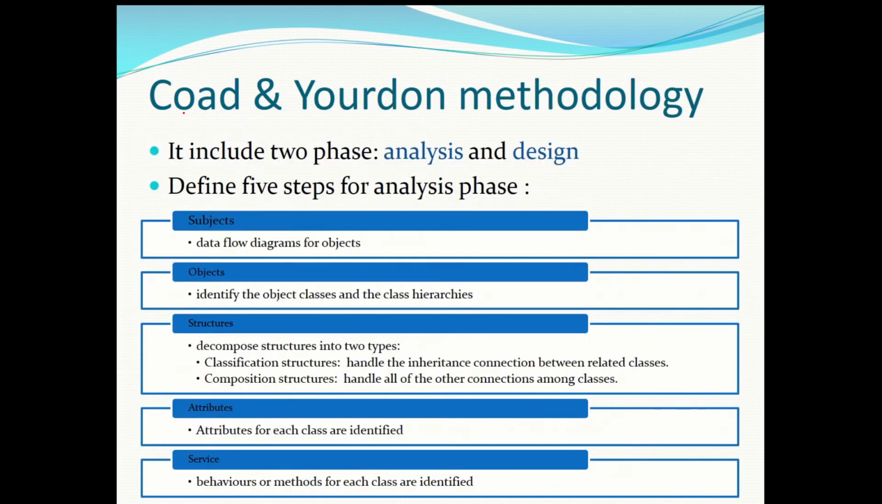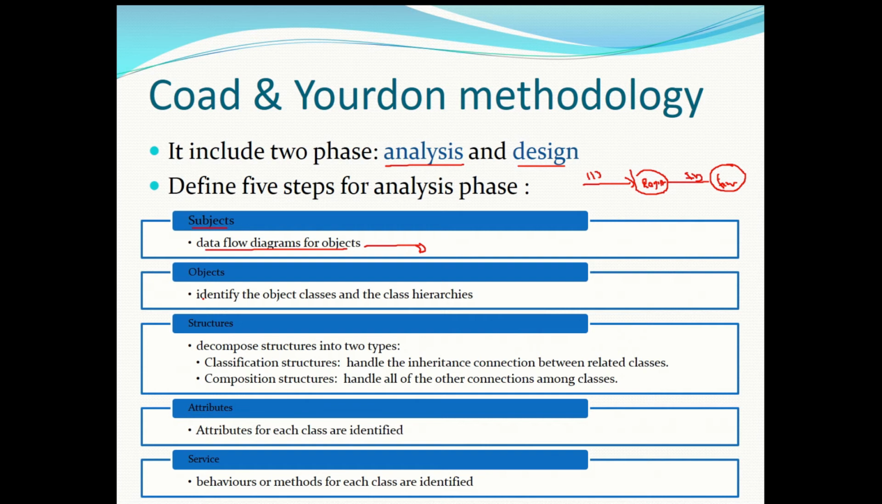Now, the second one is called the Coad and Yourdon methodology. It includes two phases, analysis and design, the same as the Booch method. There are 5 steps in the analysis. First, identify the subject, which is more detailed. Then you draw the basic data diagram between the objects. The data flow diagram shows how the process happens, or how the data flows from one object to another. For example, a student gives his ID to the registration object, and the registration object will contact, for example, the finance object to check if the student has paid or not. It shows the flow of the process, or how the data is going between the objects.